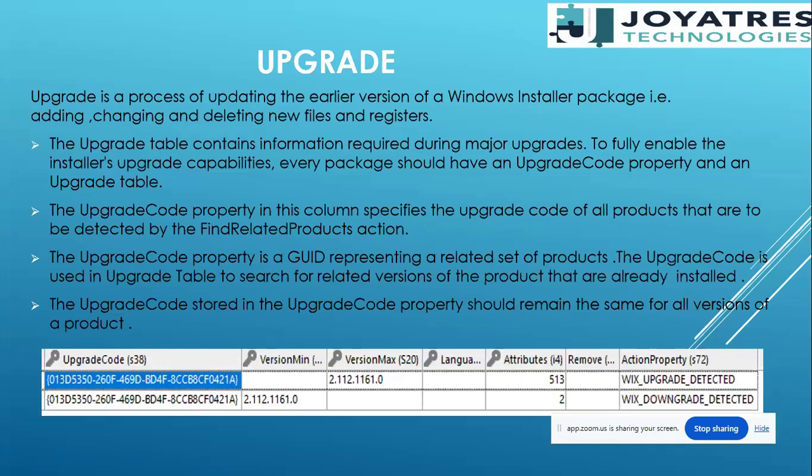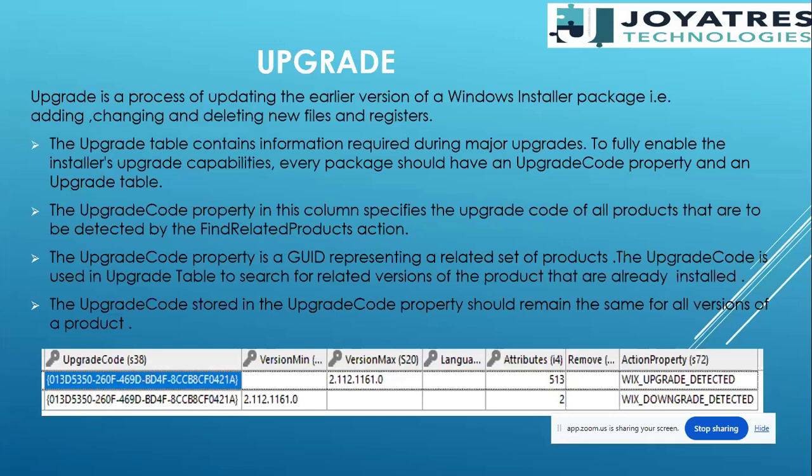The upgrade code stored in the upgrade code property should remain the same for all versions of a product, which I already said. Either you have 10 versions or 15 versions, but the upgrade code is not going to change. It will change from application to application, but for the same application with different versions, it will not change.